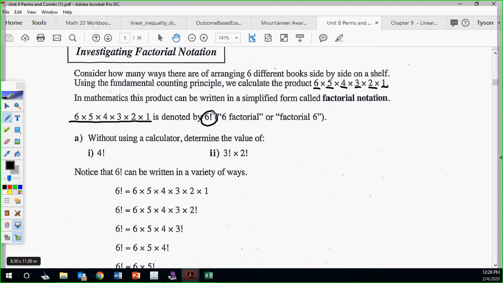So 4 factorial, without your calculator, but if you have it, you can try it if you want. That means 4 times 3 times 2 times 1, which is 12, 24. 4 factorial is equivalent to 24. Okay. 3 factorial is 3 times 2 times 1, which is 6.